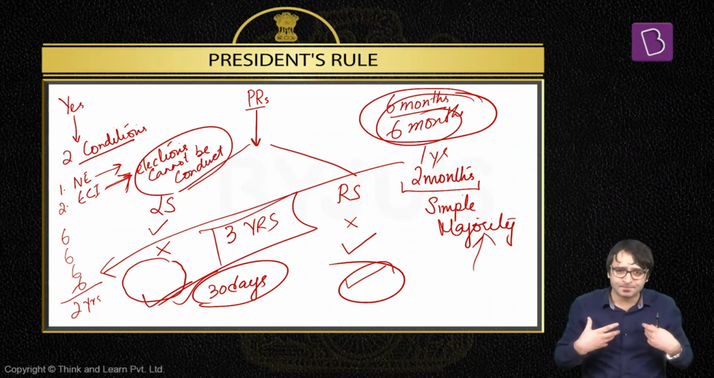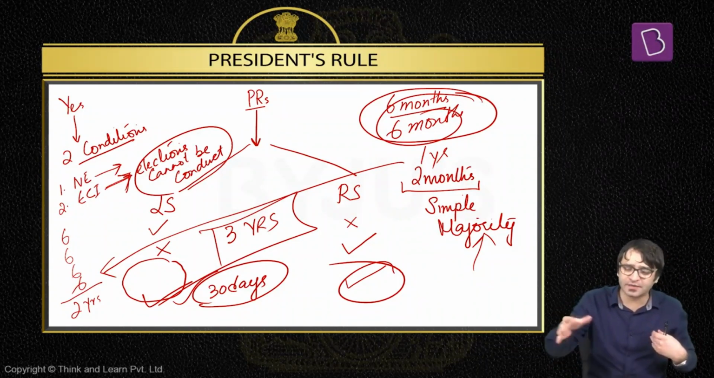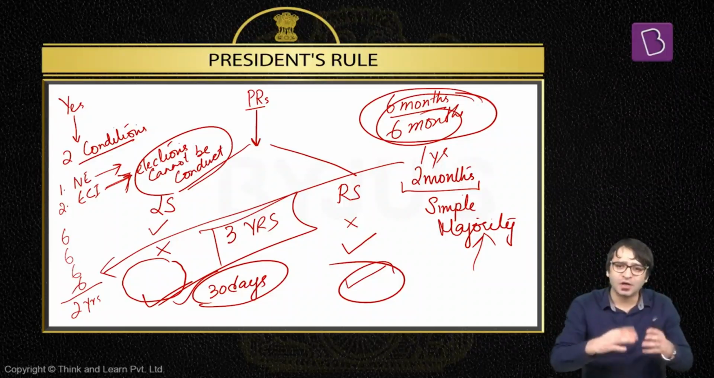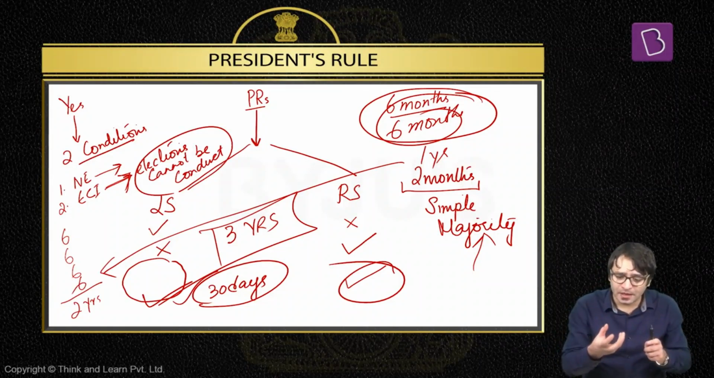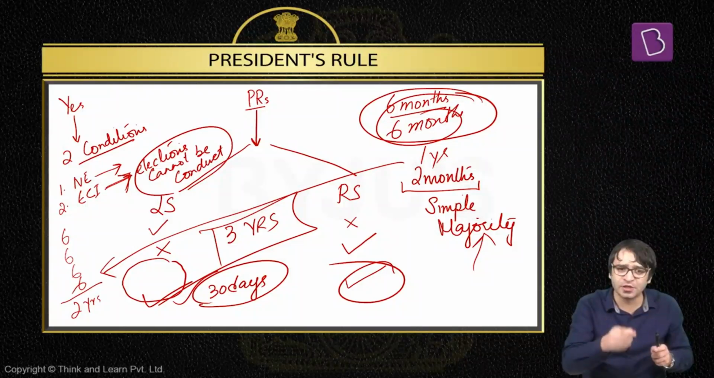356 says if the President is satisfied, on the basis of the report of the governor or even otherwise, that there is breakdown of constitutional machinery in a state, what will happen? President's rule will be imposed by the President on that state. And when Article 356 is used, presidential proclamation is issued. That means President's rule is imposed in that state.